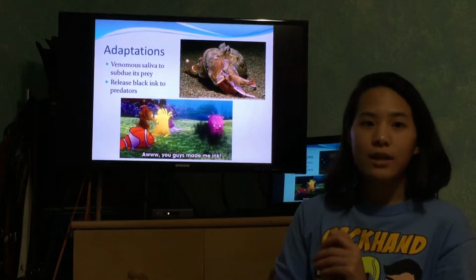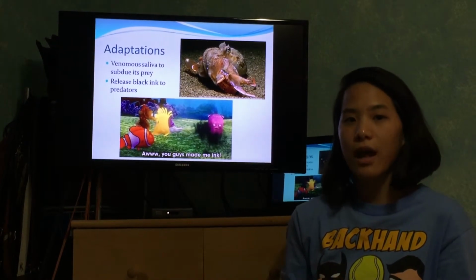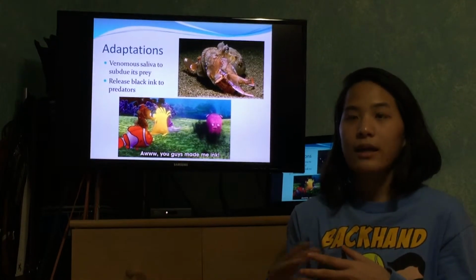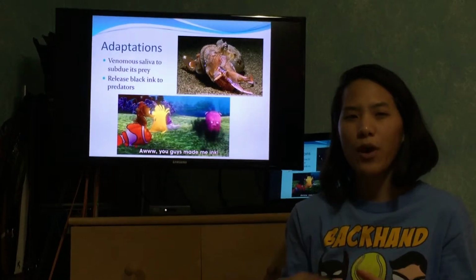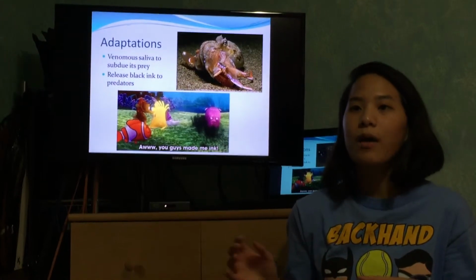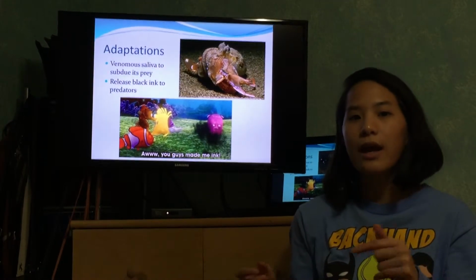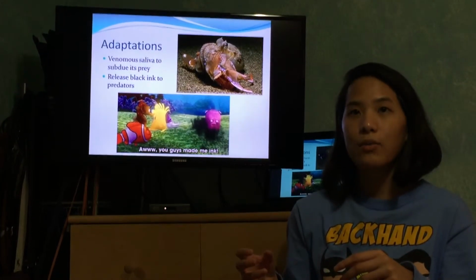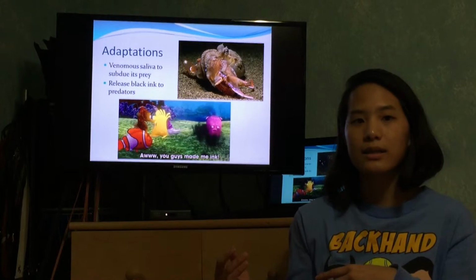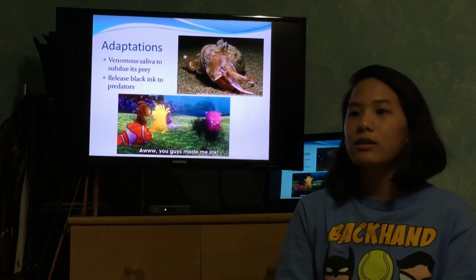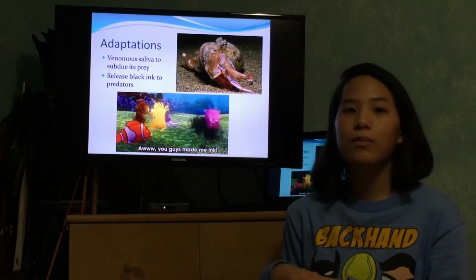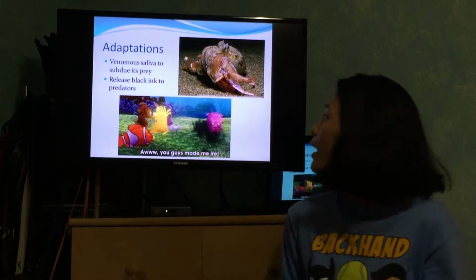Another adaptation is its venomous saliva. When it catches a prey, its prey is still able to move. But when the octopus injects venomous saliva into its prey, the prey would then become paralyzed and stop moving so that the octopus would be able to consume its prey.